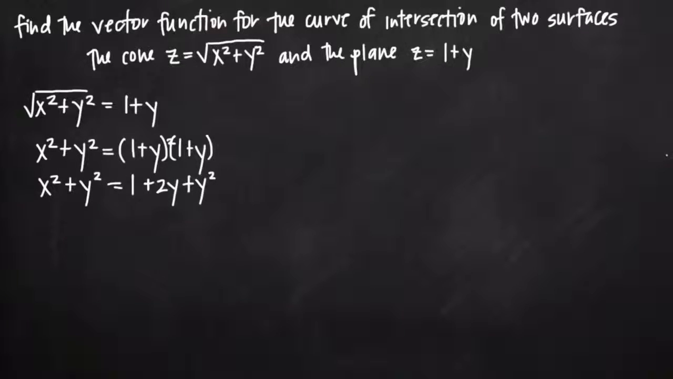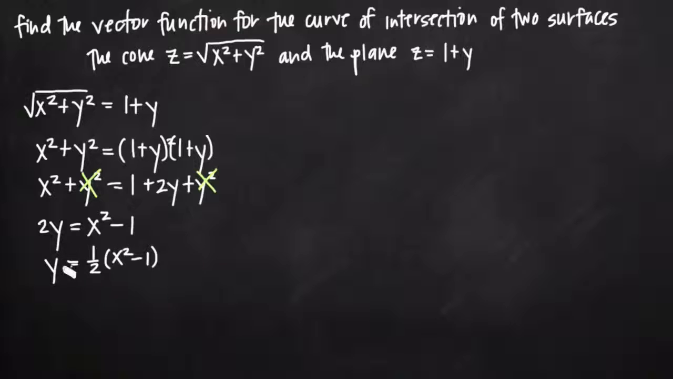Now, since I have a positive y squared on both sides, that's going to cancel. If I subtract y squared from both sides, I can get it to cancel. I want to get this 2y on its own. The way I'm going to do that is by subtracting 1 from both sides. I'll flip the sides here, and I end up with 2y is equal to x squared minus 1. If I divide both sides by 2, I get y is equal to 1/2 times quantity x squared minus 1.